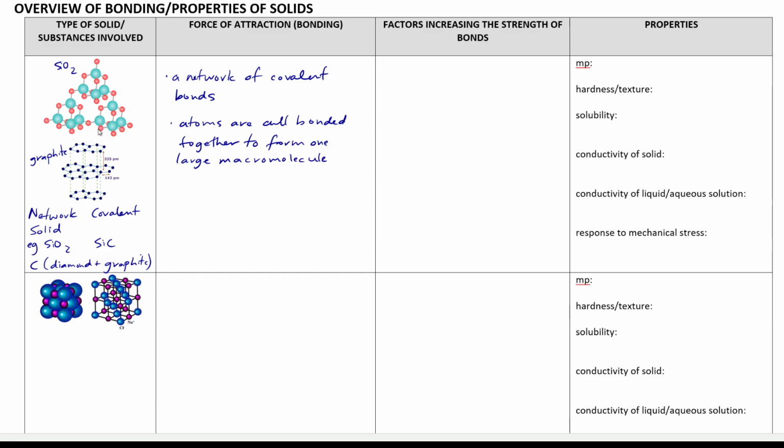So when the atoms are all bonded together and there's no end to their bonding, they just keep going in this one large crystal, then technically that one big large crystal is just a molecule, because all the atoms within that crystal, they're all bonded together with covalent bonds. So that's what we call a large macromolecule. And so macromolecule just means a giant molecule.